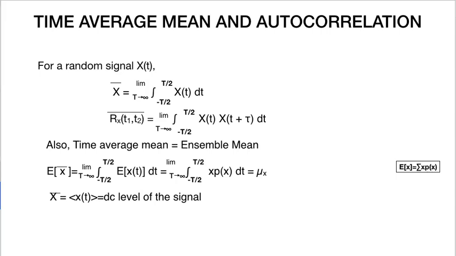Calculating the time average, mean and autocorrelation. In communication, we usually take those signals whose time average mean is equal to the ensemble mean. That means if we calculate mathematically, its mean is the same, and if we take its time average, its mean is also the same and equal to the ensemble mean. Here I have shown you the mathematical formula for a random process x of t: the limit as T tends to infinity, from minus T by 2 to T by 2, of x of t dt. Rx of t1, t2 is the limit as T tends to infinity, from minus T by 2 to T by 2, of x of t plus tau dt.